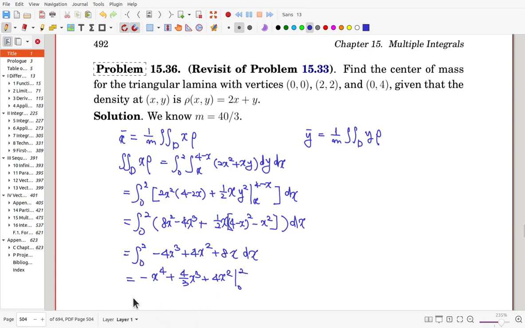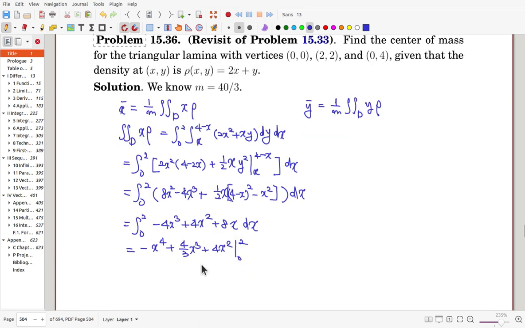And after getting this value, let's say that is star, then here we can conclude x bar must be star over m, which is 40 over 3. So that will be the final answer.